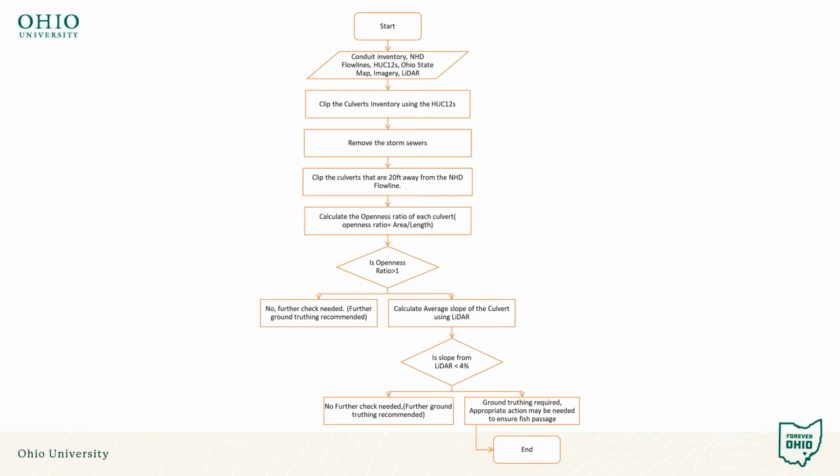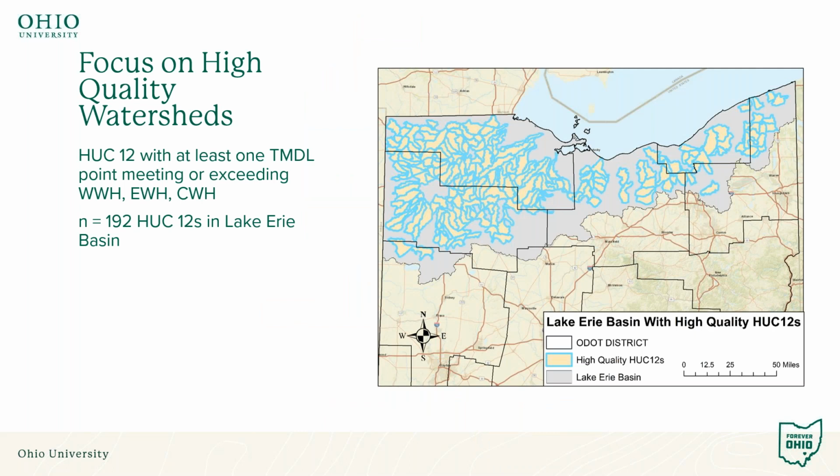There may be appropriate action to ensure improved fish passage. So I'm going to walk through how we did all that. Firstly, I already showed you this map, but we focused first on the high quality watersheds. So this is 192 HUC 12s in the Lake Erie Basin.